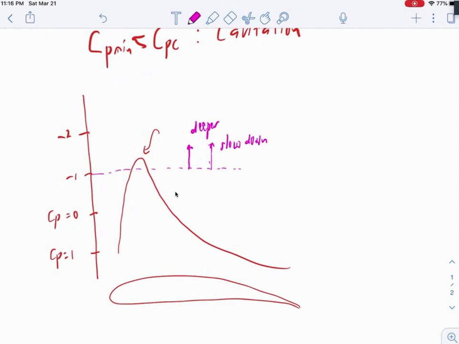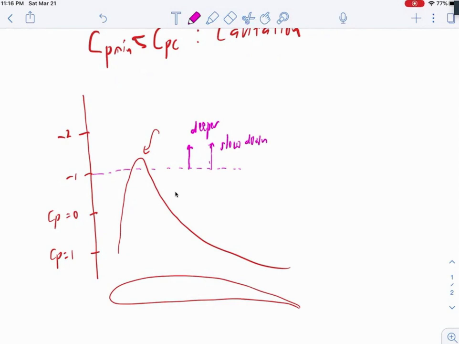Now, in your case, for a particular depth, your speed is fixed, so the only thing that's controlling the critical pressure coefficient is the depth. If we're thinking about a particular depth and we're trying to figure out the maximum lift we can achieve on a given foil at that depth, then that purple line is effectively fixed. And then what we're doing is playing with the lift coefficient.